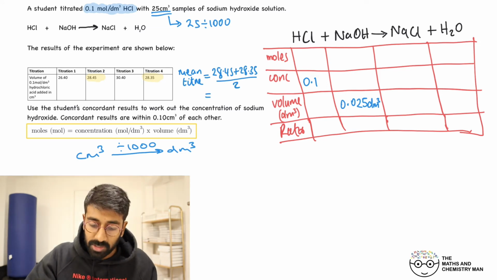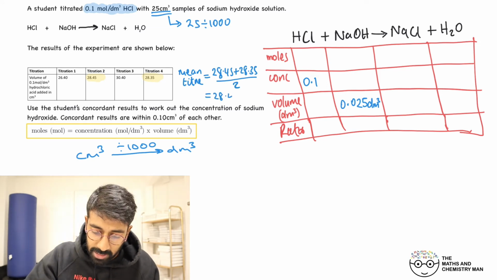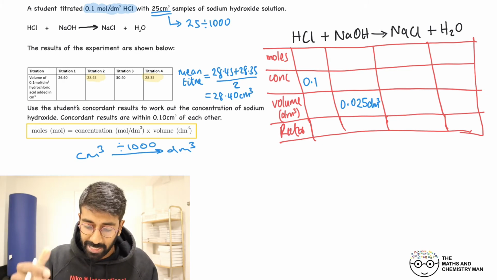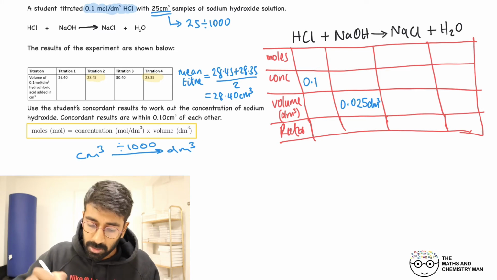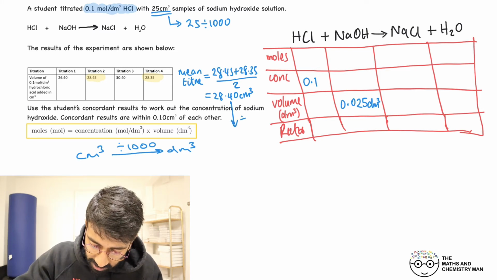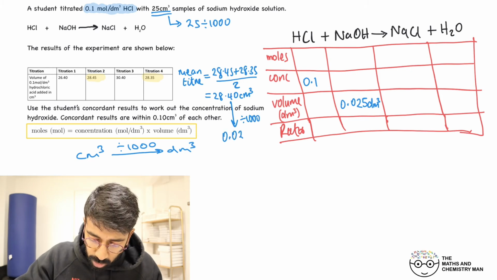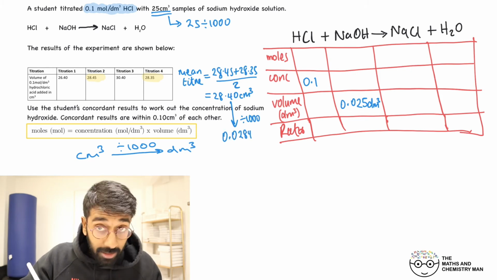If you punch it all into your calculator, that will come out as 28.40. Now remember that is in cm cubed. And remember, it's illegal to put that into your table because it's got to be in dm cubed. So what do you do to turn it into dm cubed? Divide it by 1,000. So if you divide that by 1,000, you get 0.0284. Okay, so that goes into your table, right?